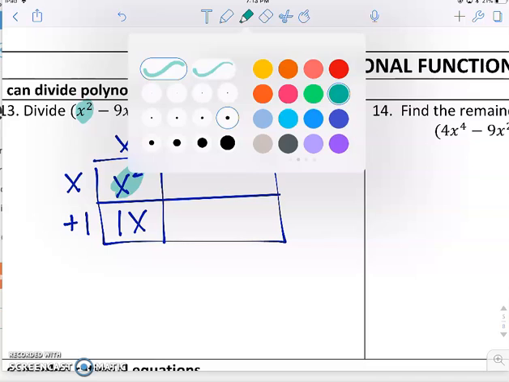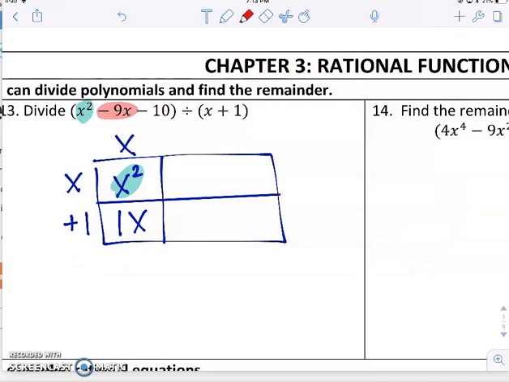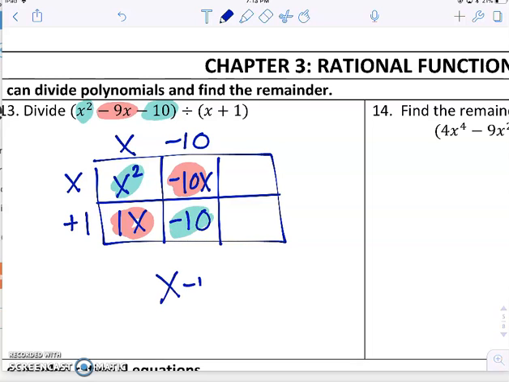But we need on the inside a total of negative 9. So to make that negative 9, this would have to be negative 10x. So x times negative 10 is negative 10x. Negative 10 times 1 is negative 10, which is what we want on the inside. So our answer is just x minus 10.